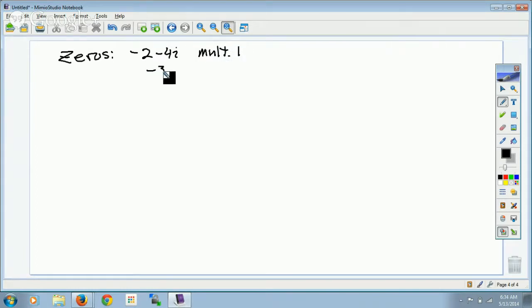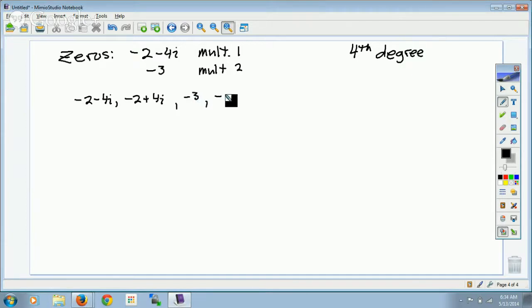And we're going to have -3 with multiplicity 2. And we're also told, I believe, this is a 4th degree polynomial. I believe in the previous example we were told it was degree 3. Now this is a complex root. Complex roots always come in pairs called conjugates. So if -2 minus 4i is a 0, then -2 plus 4i has to be a 0 also. Have to come that way. Multiplicity of -3 is 2, so it must occur more than once.